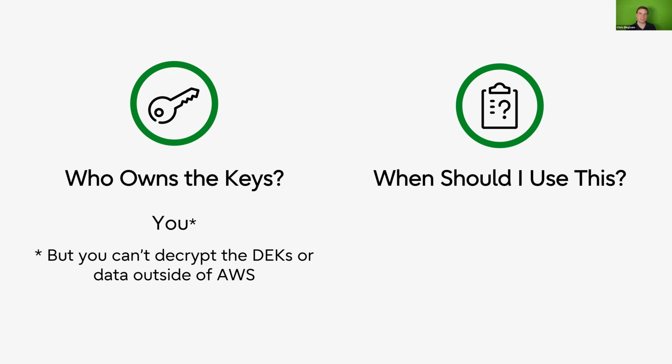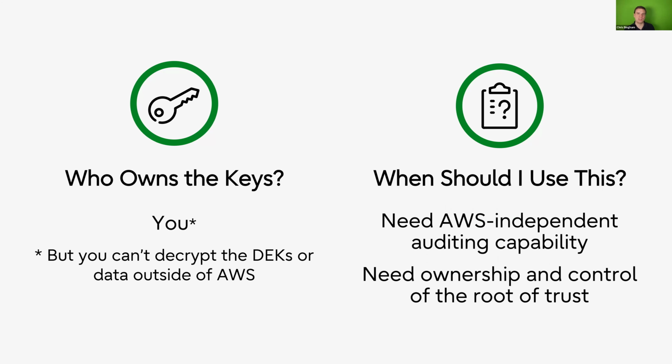And from a use case perspective, there are two key requirements to look for: a truly independent auditing capability for key usage, and/or needing sole and exclusive ownership over that root of trust for your entire key management system. These two tend to go hand in hand, though, as it's quite difficult to prove absolutely AWS independent auditing of key usage without also owning the system storing the ultimate keys.